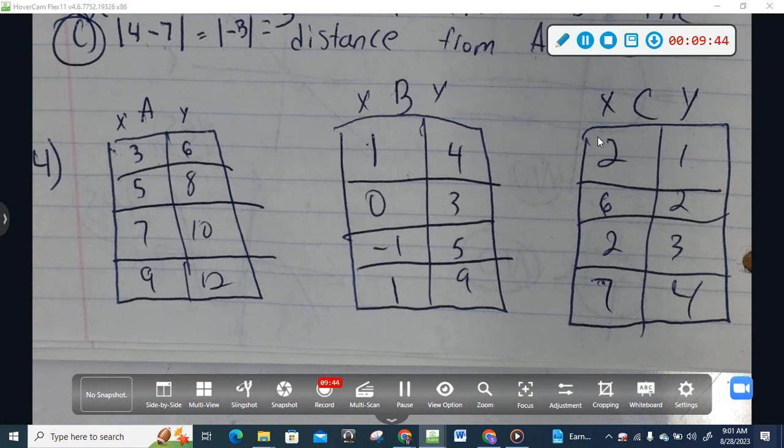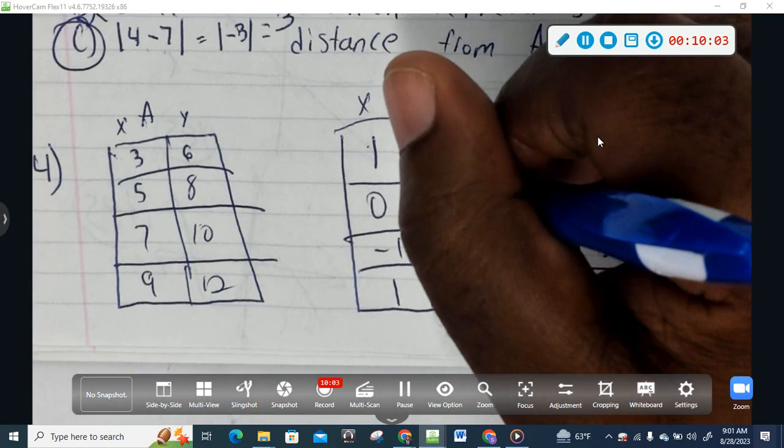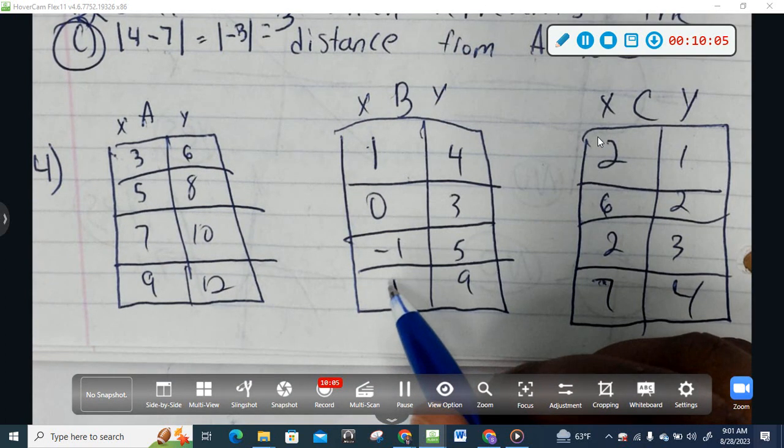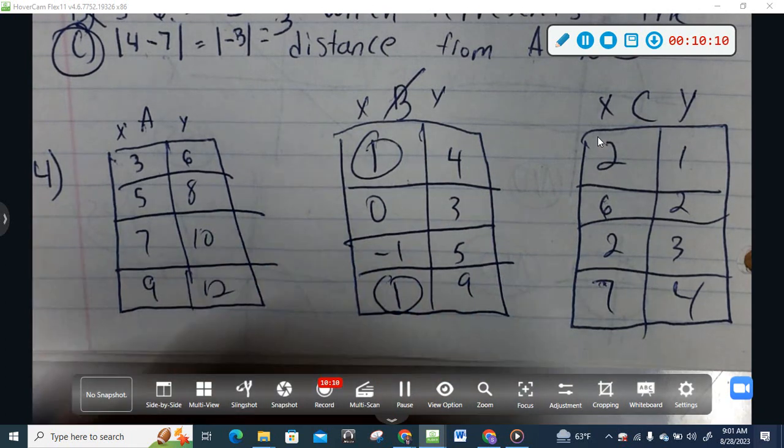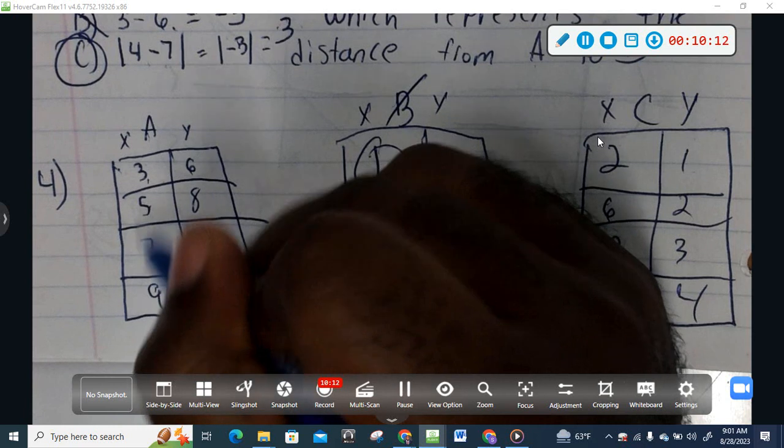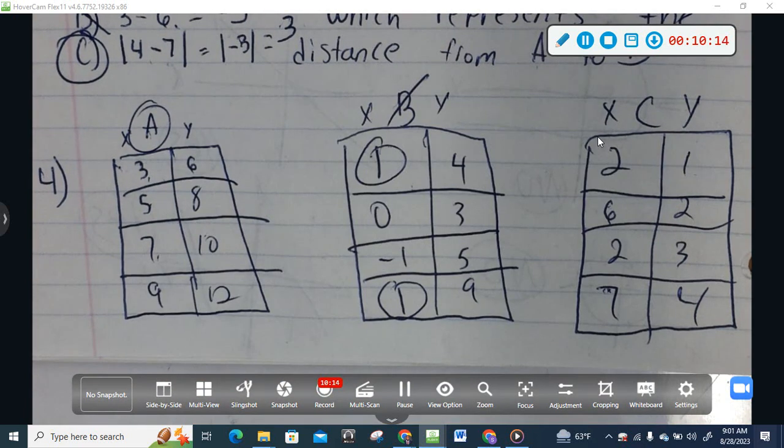If that's my rule, X values can't repeat. Which one of those follow this rule of X values can't repeat? Anybody? X values can't repeat. So which one is a function? Okay. Yep. So we see a repeating value here, right? Boom. Boom. That's not a function. All right. No repeating here, right? 3, 5, 7, 9. All right. That one's good.